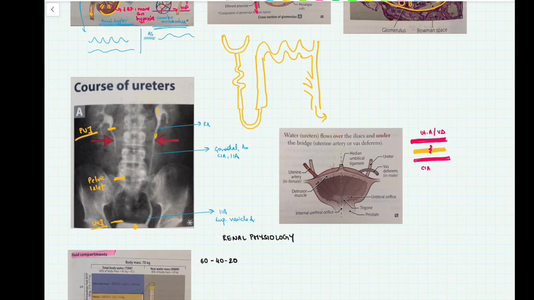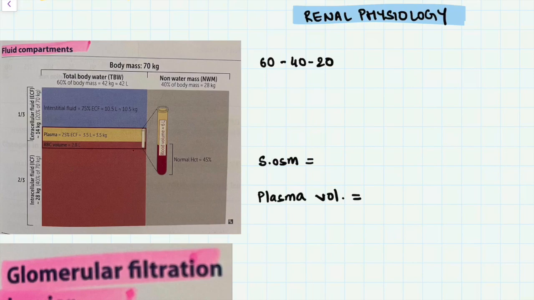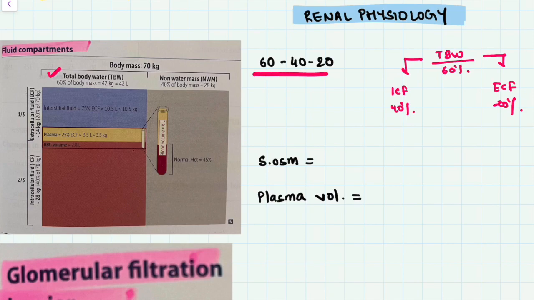That completes the renal anatomy, and now we will begin with the most important topic, that is renal physiology. So the first topic is the fluid compartment. Our body is made up of water, and 60% of the body mass is water, which is called the total body water. Then the total body water is further divided into two compartments, that is the intracellular fluid and the extracellular fluid. The intracellular fluid is approximately 40%, while the extracellular fluid is 20%. So that is the 60-40-20 rule.